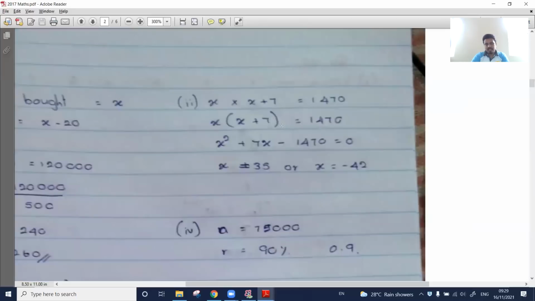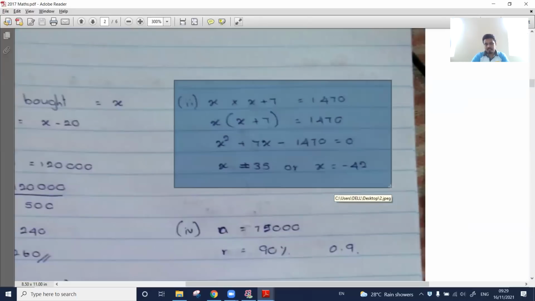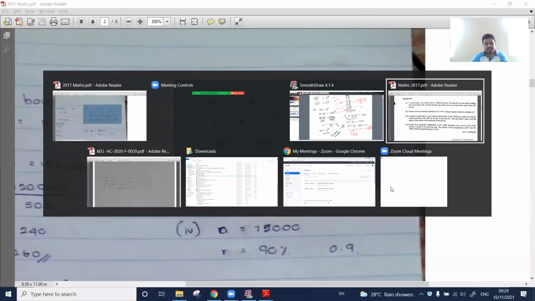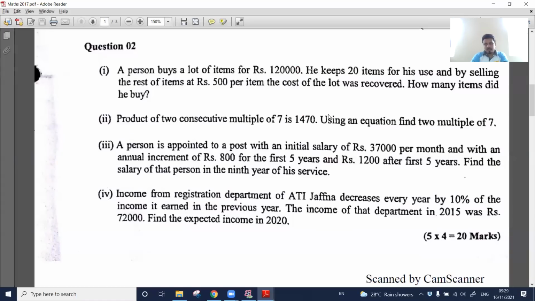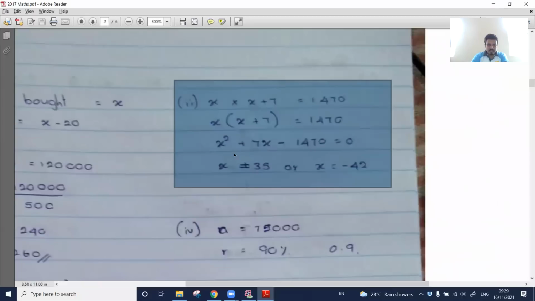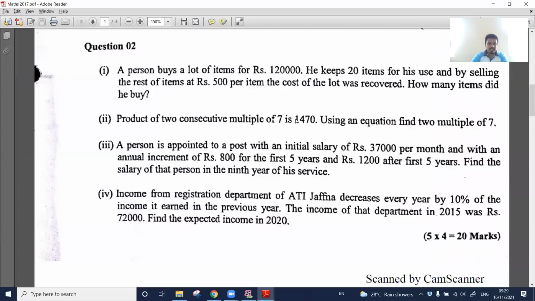And here again, you will not get the complete mark, because the full value does not come. Why not? The question says, using an equation, find two multiples of 7. Our final target is not just solving this equation, but the two multiples of 7 that satisfy this condition.